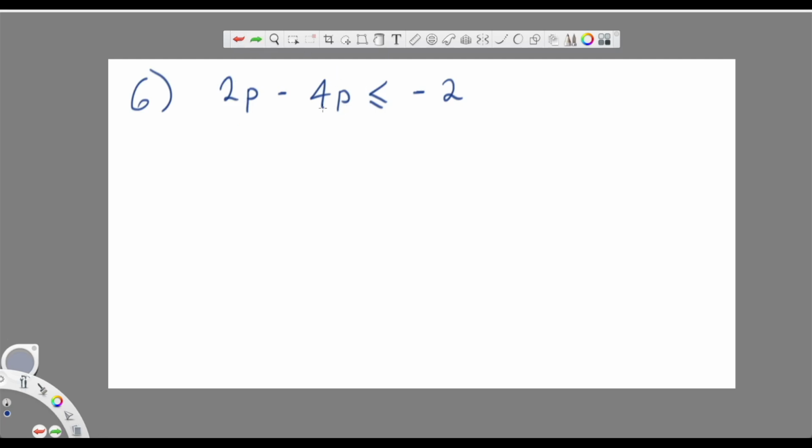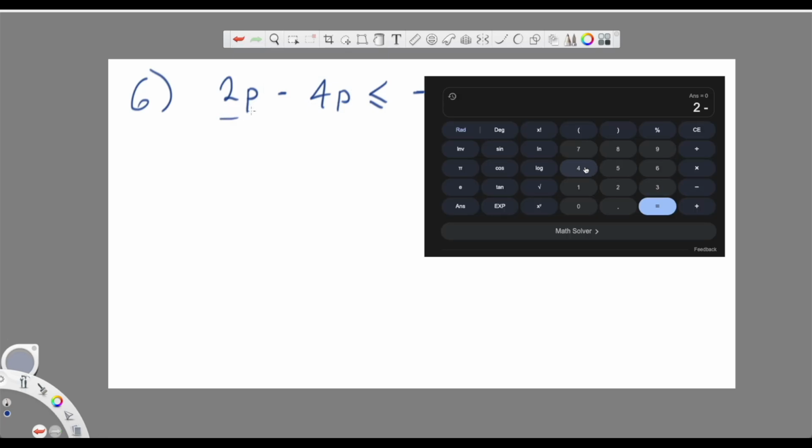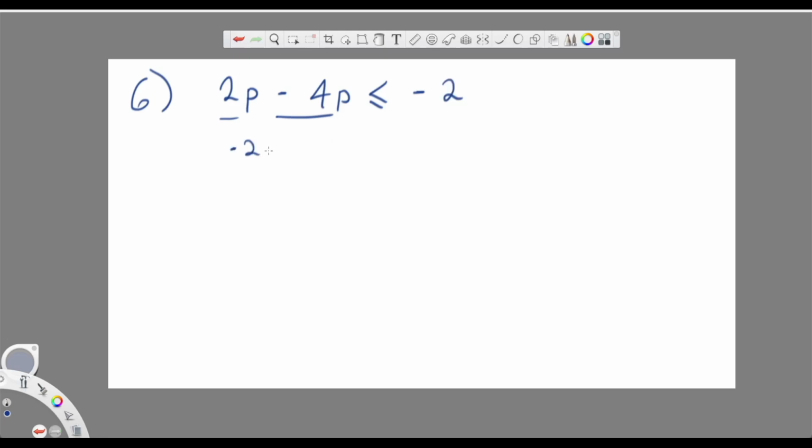Now, remember what I said. Anytime there's a minus to the left of a number, it's a part of that number. So don't think of this as positive 4p and say, oh, okay, let's combine the two. 2 plus 4, okay, that's 6. So we have 6p is... no, don't make that mistake. This is not 4p, this is negative 4p. So if we put 2 minus 4 into a calculator, we're going to get negative 2, and then we just add p.